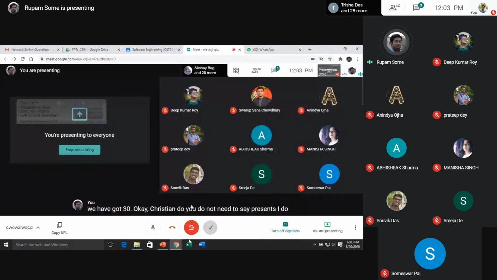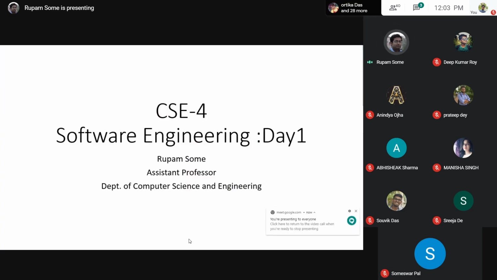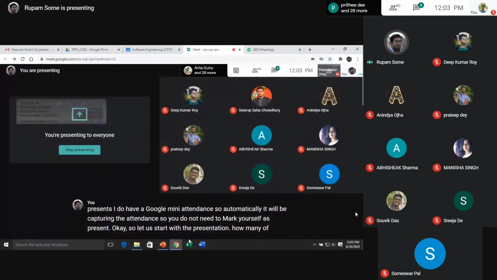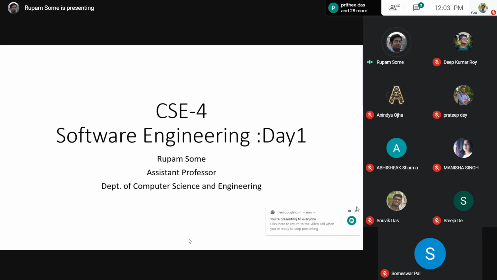Okay, so let us start with the presentation. How many of us are present? Yes, we have got 40 students. Fine enough. So I hope you all had a nice introduction to software engineering. SD ma'am has already given you an intro to software engineering, what exactly the syllabus is going to be. Perhaps you already have an idea about what the curriculum is, and what are the portions SD ma'am will be covering, and what are the portions that I'm going to cover for the rest of the semester.